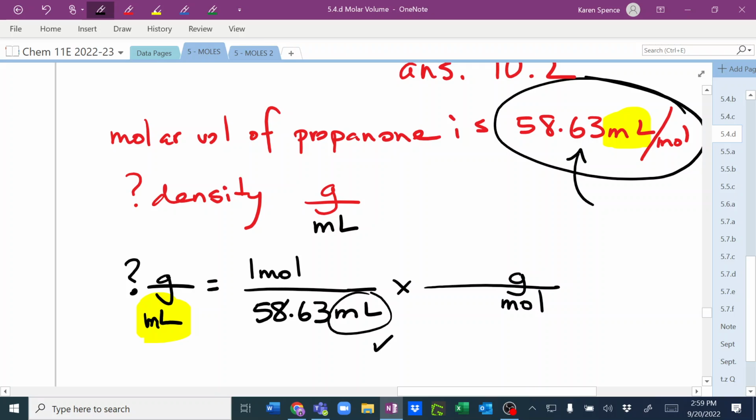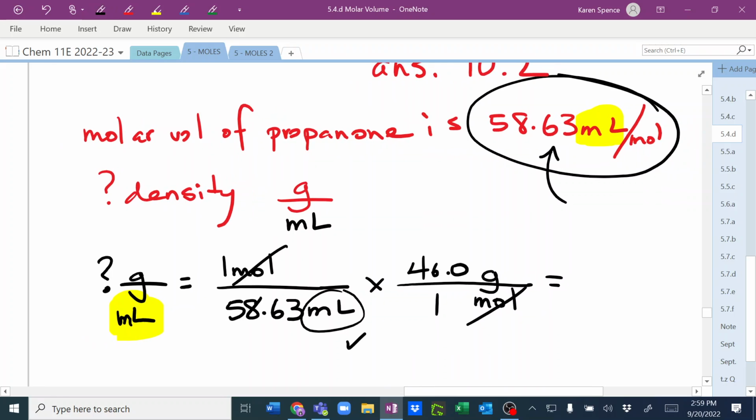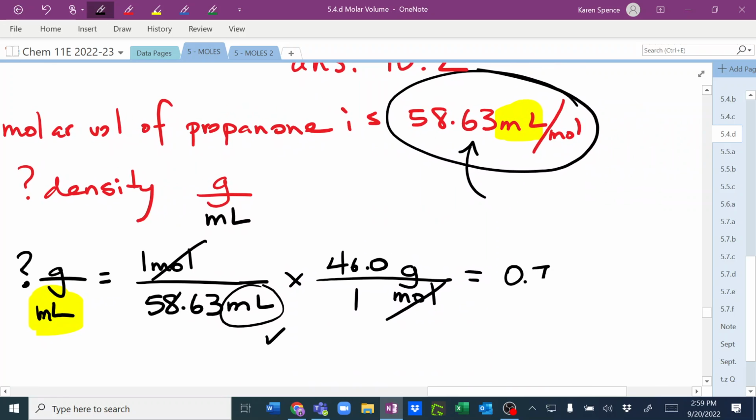And propanone, you are given the formula CH3OCH3, you would calculate the mass, which is 46.0 grams per 1 mole. Moles cancel, and you get 0.785 grams per, and the only units you have left are grams and milliliters. Okay, so you can do pages 85, 86 for homework. Okay?